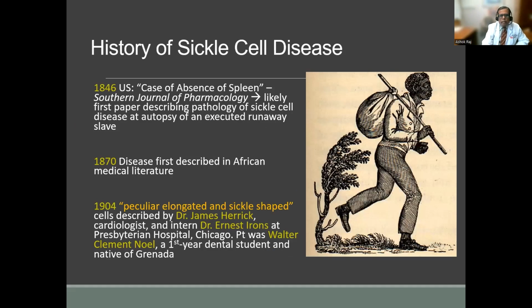Now, going back to the modern era, we can go back to 1846, where you can see a report in the Southern Journal of Pharmacology of a case of absence of spleen in an executed runaway slave. Then you can see in the African-American medical literature a disease like sickle cell disease described in 1870. But we are all familiar with the report that was first reported in 1904 and officially published in 1910 by Dr. James Herrick, where he found these peculiar elongated sickle-shaped cells in a dental student in Chicago.